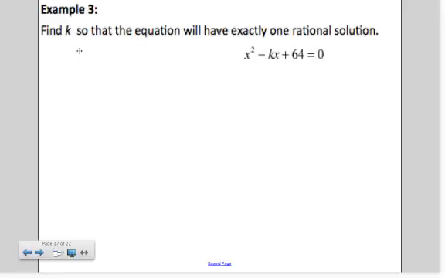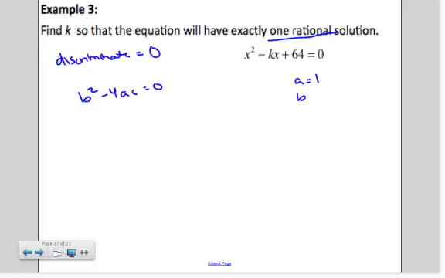All right, the next thing we're going to do is find a k so that the equation will have exactly one rational solution. Well, in order to have one rational solution, my discriminant needs to equal 0. So I'm going to set b squared minus 4ac equal to 0, and see what that would make k. So k right here, a is 1, b is negative k, and c is 64. So we have b squared, which is k squared, minus 4 times 1 times 64 equals 0.